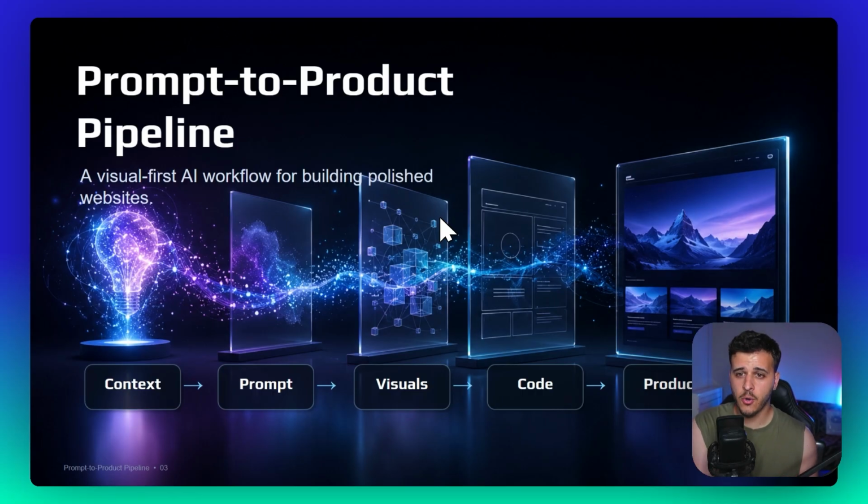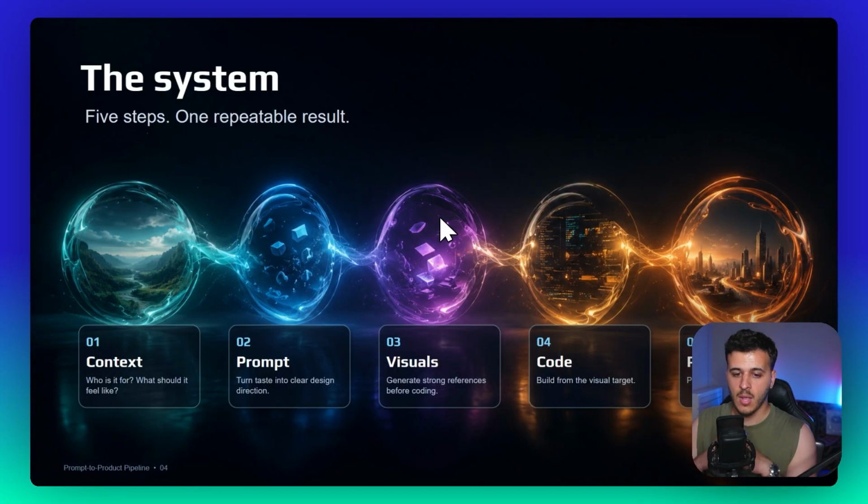So I'm going to show you the prompt to product pipeline. This pipeline is a visual first AI workflow for building polished websites. We're going to begin with the context. We're going to create amazing prompts with visuals, then turn the visuals into code, and finally the code will become a final product. The system is simple.